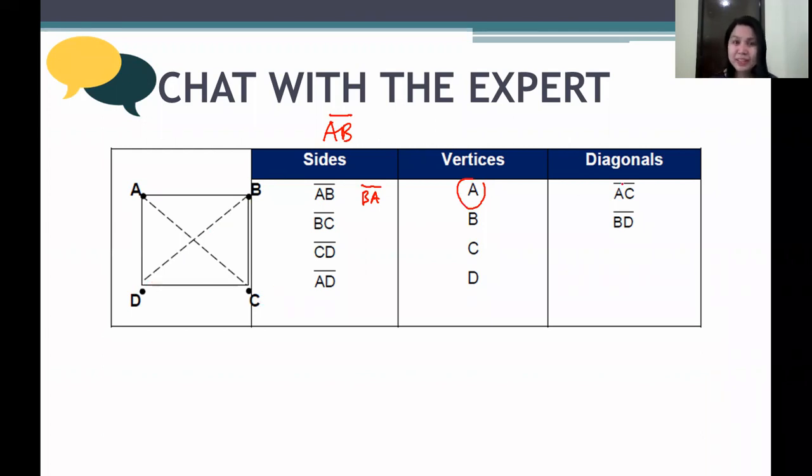The next one, diagonals, non-consecutive vertices. A and C are non-consecutive. You join them, you form diagonal AC with a line segment on top. Next, B and D, you join them. Yes, that means it becomes a diagonal.